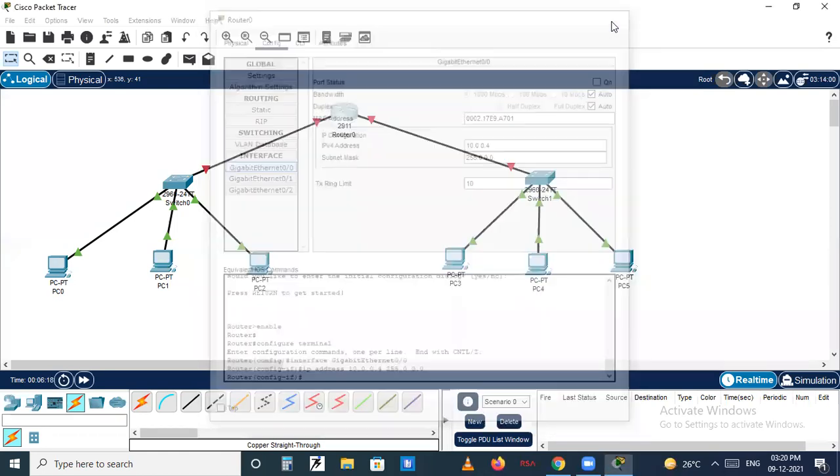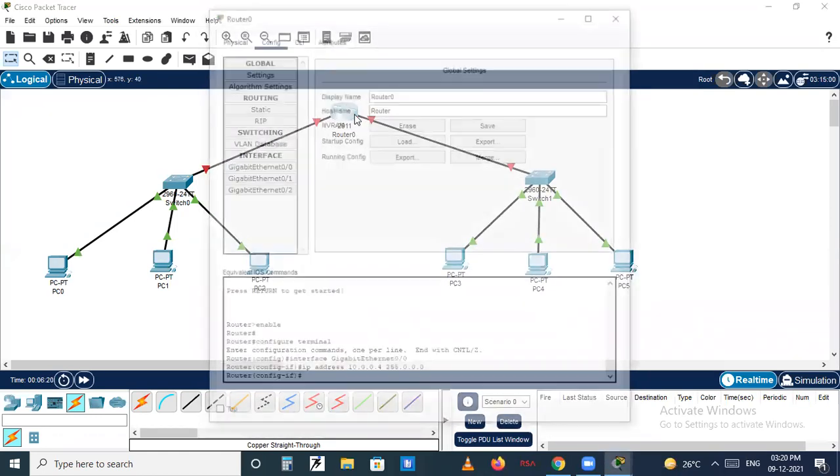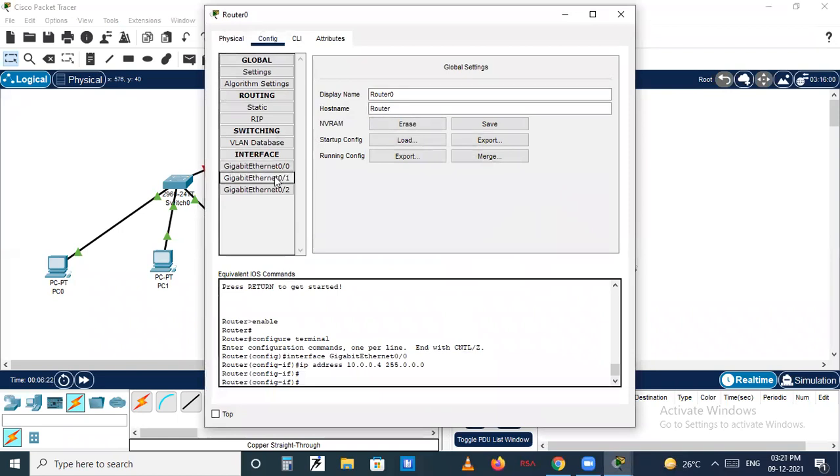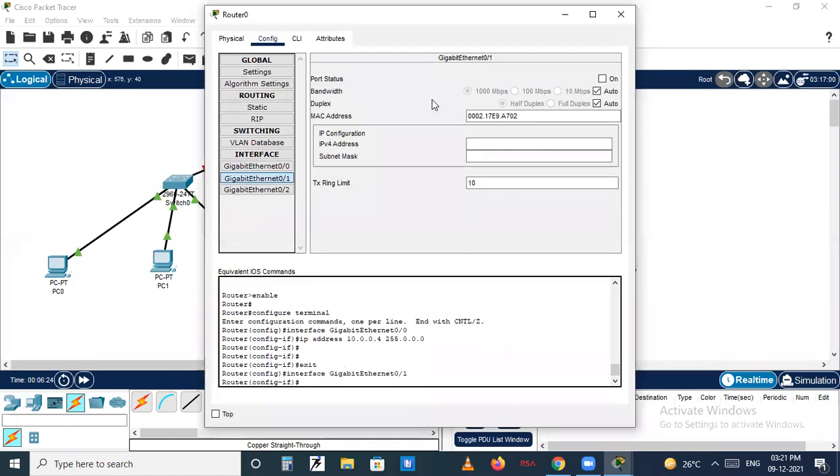Next, again for this one, this is 0/1. Yes, no problem. 192.168.1.3 we have given already, so I'm assigning this 4.